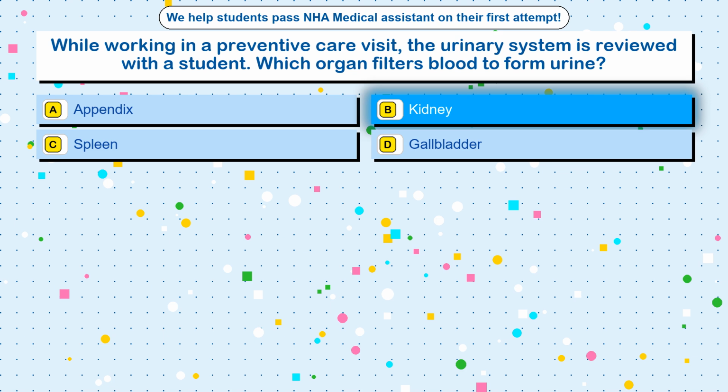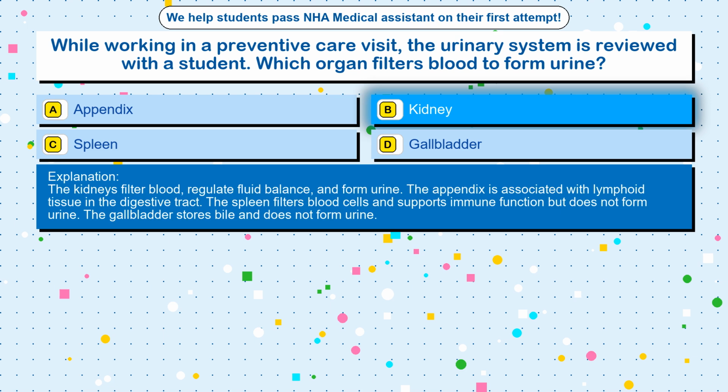Kidney. The kidneys filter blood, regulate fluid balance, and form urine. The appendix is associated with lymphoid tissue in the digestive tract. The spleen filters blood cells and supports immune function but does not form urine. The gallbladder stores bile and does not form urine.